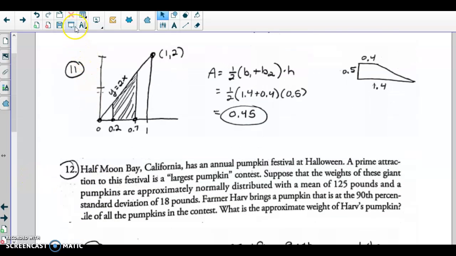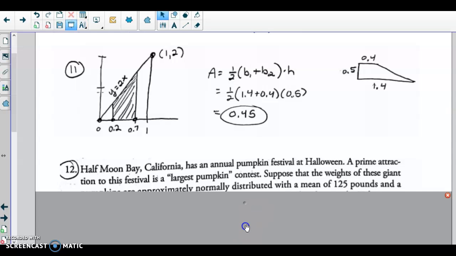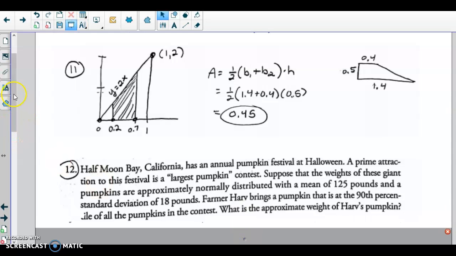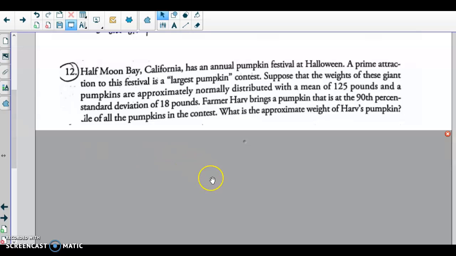All right, question 12. I think we're back to normal here. These are pumpkins. Half Moon Bay, California has an annual pumpkin festival at Halloween. A prime attraction of this festival is the largest pumpkin contest. Suppose the weights of these giant pumpkins are approximately normal with a mean of 125 and a standard deviation of 18. Farmer Harv brings a pumpkin that is in the 90th percentile of all pumpkins in the contest. What is the approximate weight of Harv's pumpkin?